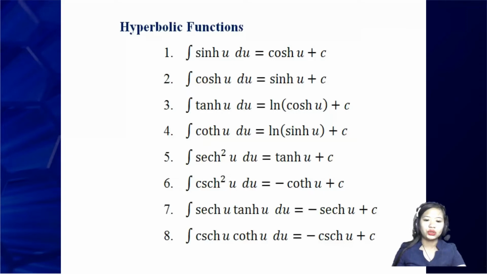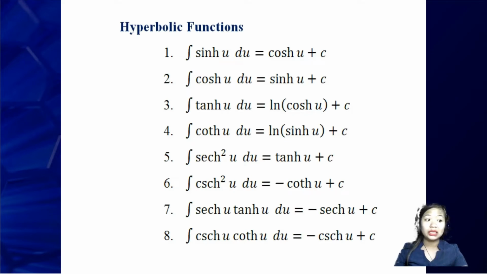On the hyperbolic functions, we have 8 hyperbolic function formulas based on our slide. We have the integral of hyperbolic sine u du, that is equal to hyperbolic cosine u plus c. We also have the integral of hyperbolic cosine u du, that is equal to hyperbolic sine u plus c. We have the integral of hyperbolic tangent u du, that is equal to the ln of hyperbolic cosine u plus c. And the integral of hyperbolic cotangent u du is equal to the ln of hyperbolic sine u plus c.